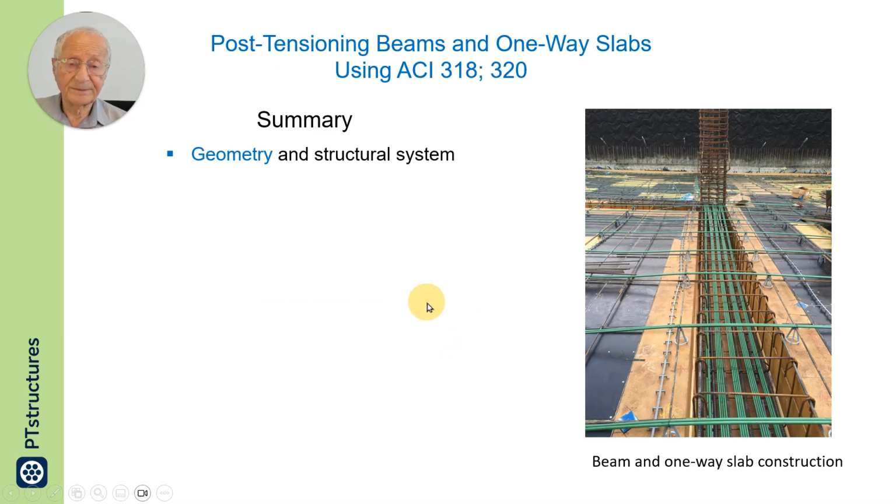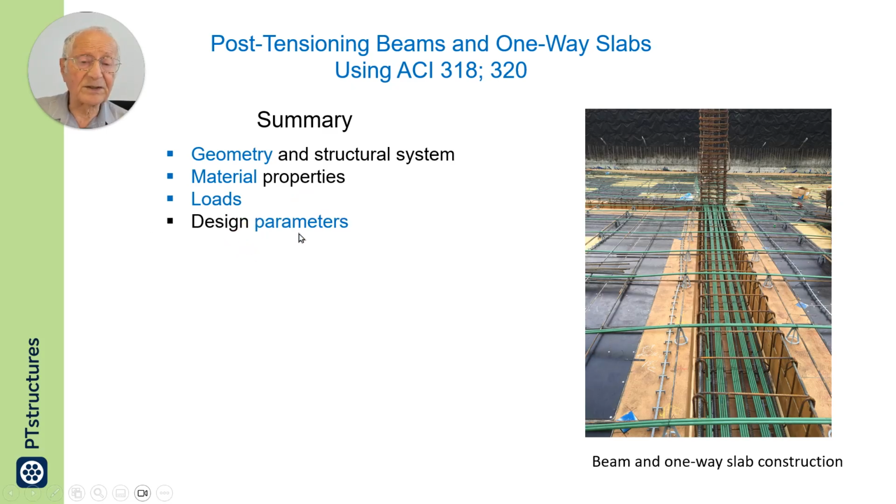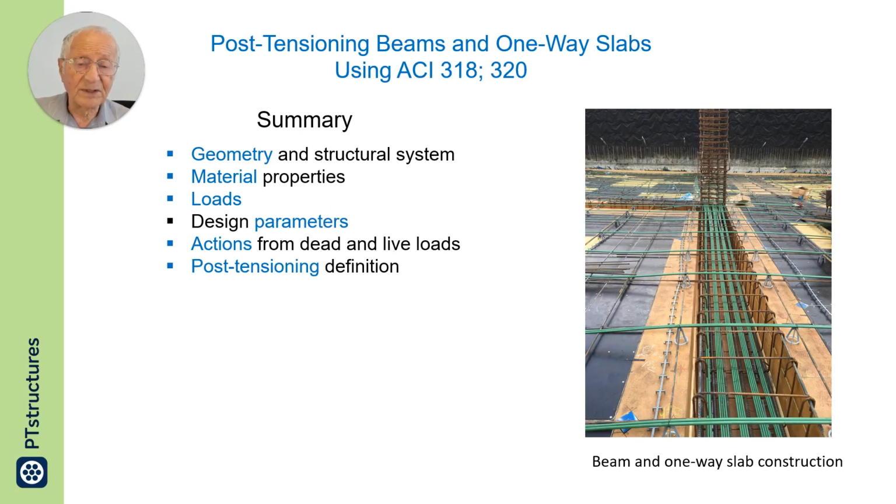In summary, we started by defining the geometry and the structural system. Define material properties, concrete strength, post-tensioning strength, allowable values, defined loads, and defined design parameters. By design parameters, I mean how much pre-compression, what percentage of dead load to balance, what are the allowable extreme fiber stresses. Then we calculated the demand values due to dead load moment, live load moment.